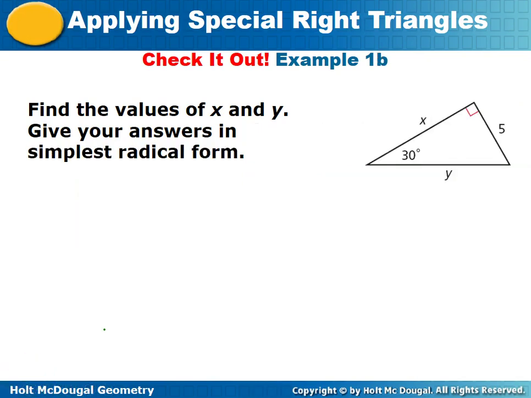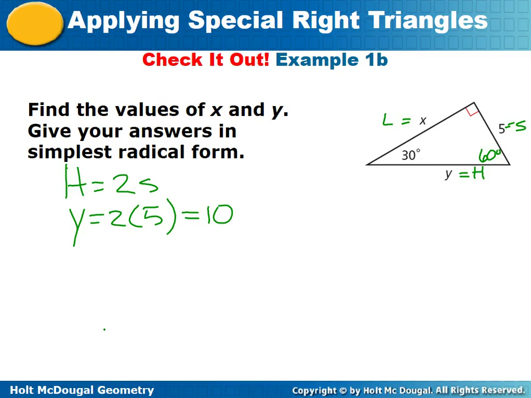Next problem, we have our 30-degree angle, which means this is our 60-degree angle. Once again, we have our h, hypotenuse across from the right angle. We have our short side, and we have our long side. It doesn't matter which formula we use first here, so I'm just going to go ahead and start with h equals 2s. So that's y is equal to 2 times our 5, which is 10. And then we've got our L, which is equal to s square root of 3. Our L is x, and we're doing 5 times the square root of 3. That's our x and our y.